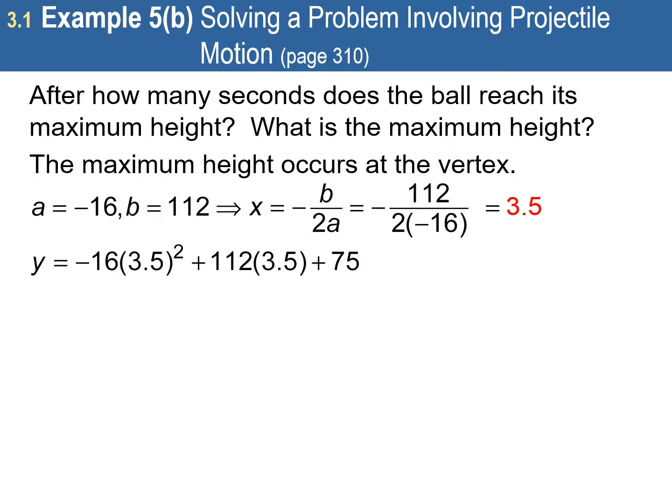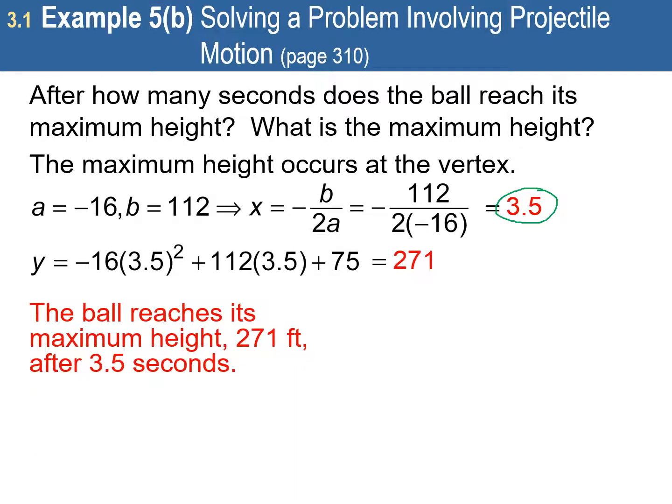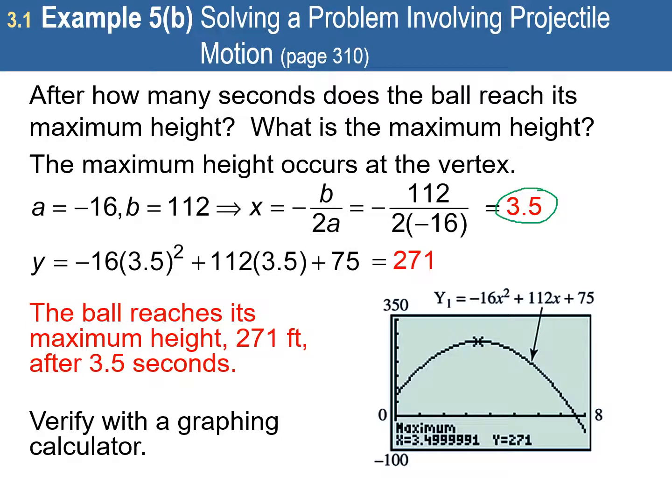What is the maximum height? I'm going to need to plug 3.5 in my equation. So y is negative 16 times 3.5 squared plus 112 times 3.5 plus 75, or 271. So the ball reaches its maximum height of 271 feet after 3.5 seconds. If you were to graph this on a graphing calculator, then lo and behold, there's your maximum.